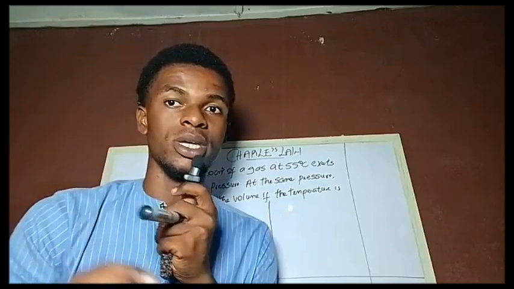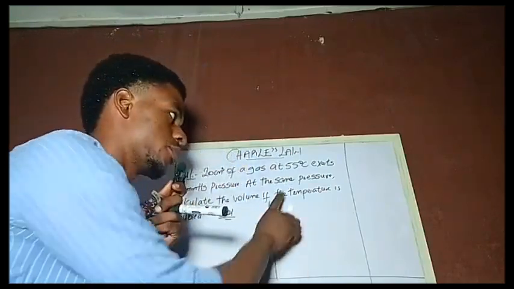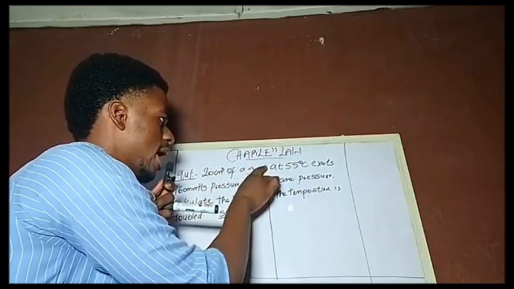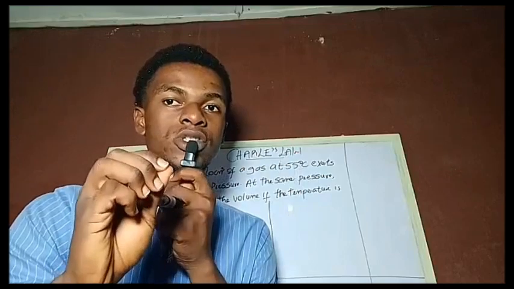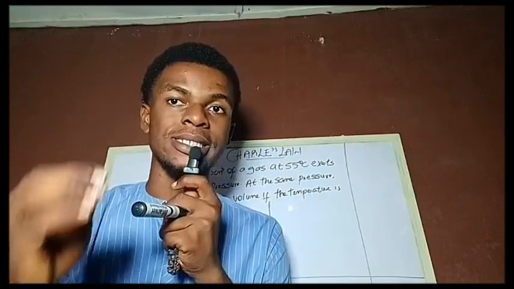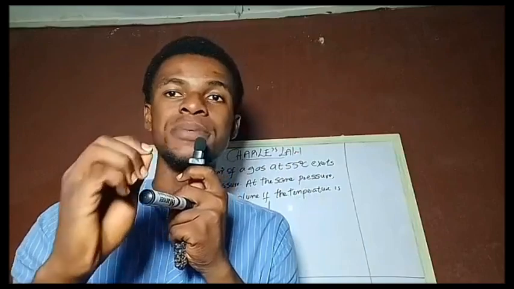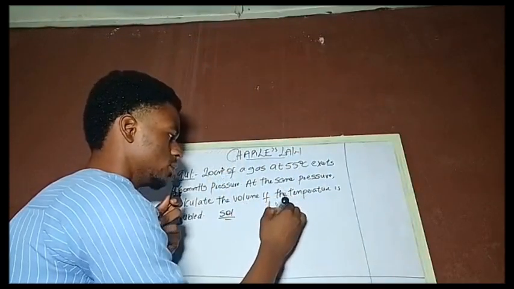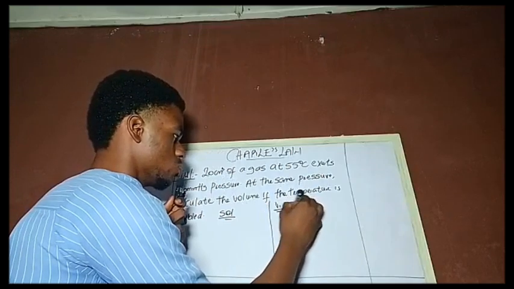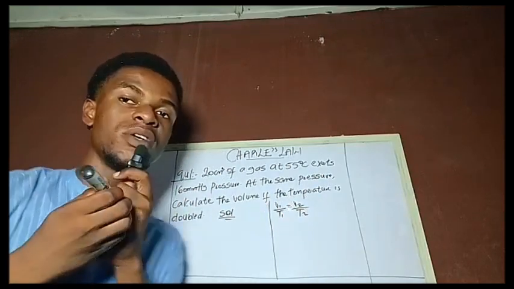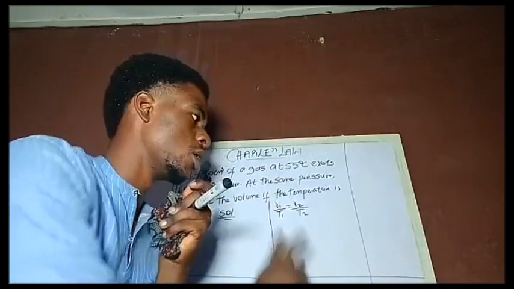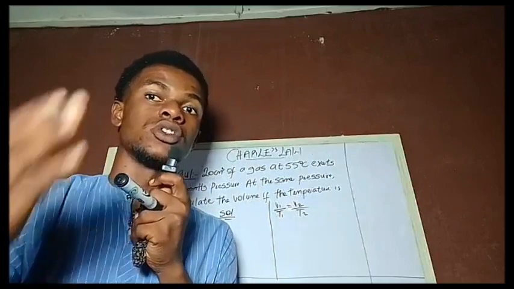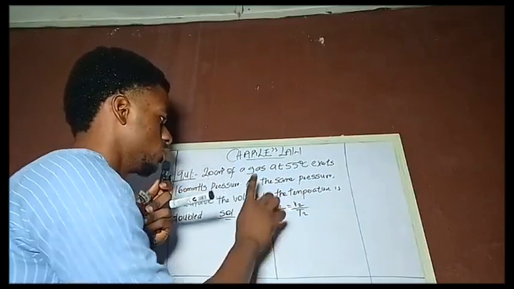Like I said very well, in Charles' law, we don't focus on pressure. Where's the pressure here? We only focus on volume and temperature. And if a temperature is given to you in degrees Celsius, you have to convert it to Kelvin. It must not be in Celsius. Are you getting me now? So the formula we use is V1 over T1 equals V2 over T2. V1 represents your first volume, T1 your first temperature, V2 is your second volume, and T2 is your second temperature.